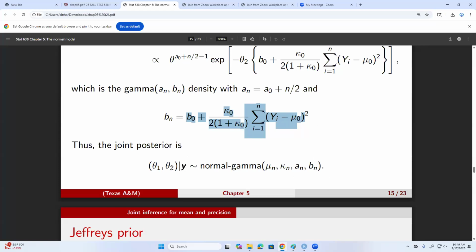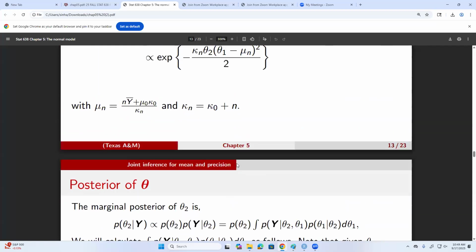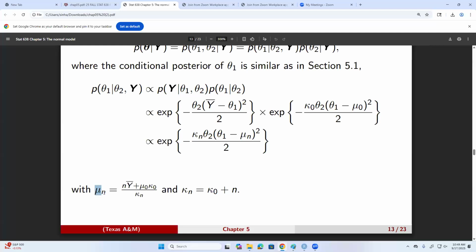So here we denote the joint distribution of theta 1, theta 2 given data as normal gamma, and the parameters are mu sub n, kappa sub n, an and bn. An, bn are like this, and mu sub n is right here, kappa sub n is right here.